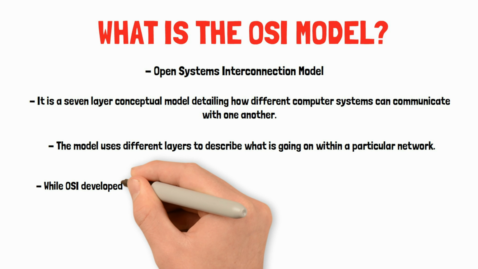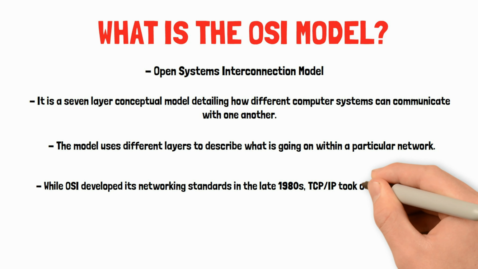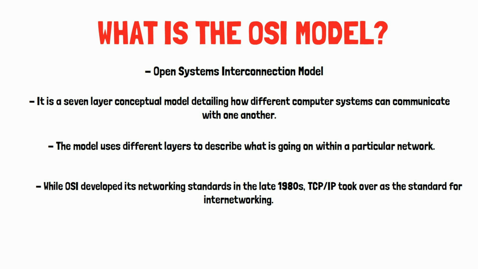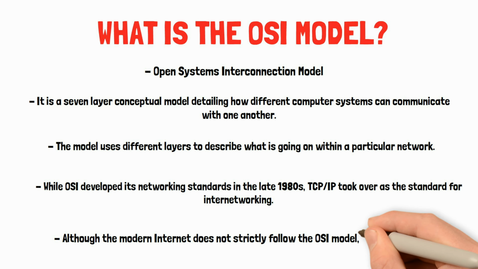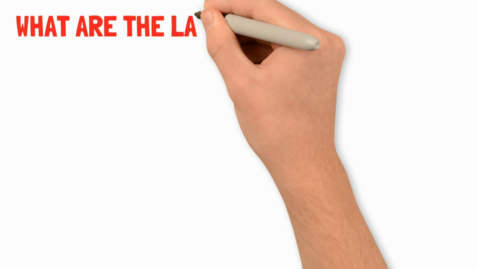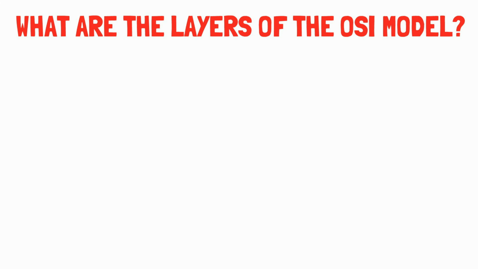It's important to note, while OSI was developed in the late 1980s, TCP/IP took over as the standard for internetworking. So although the modern internet doesn't strictly follow the OSI model, it's still useful to know for troubleshooting network issues. So now that we have a good idea of what the OSI model is, let's go ahead and look at the 7 layers and break them down by function.